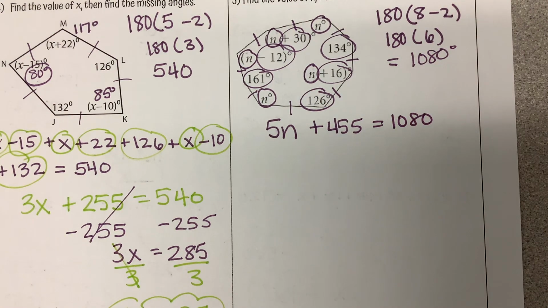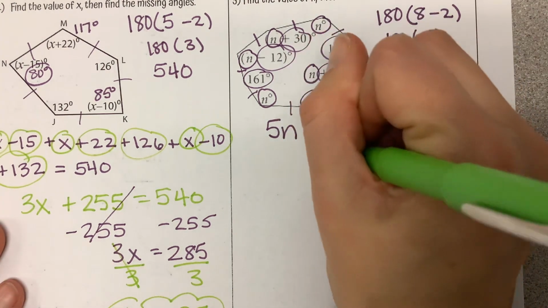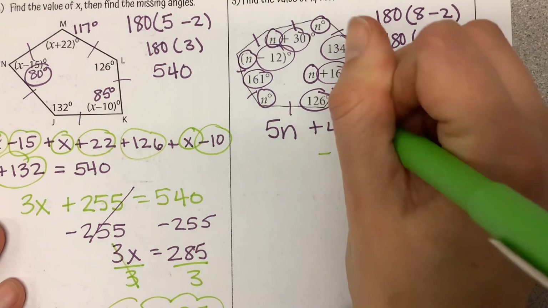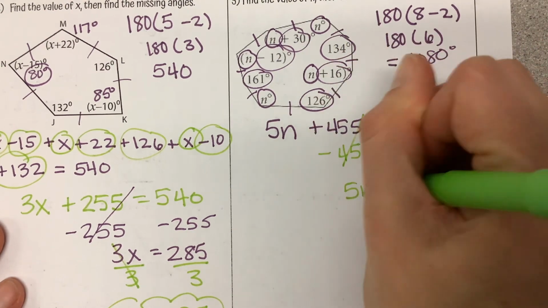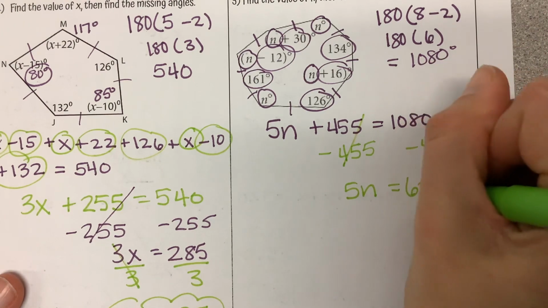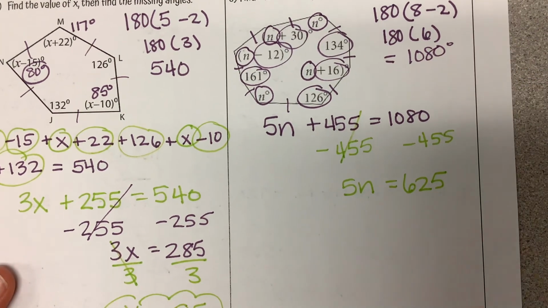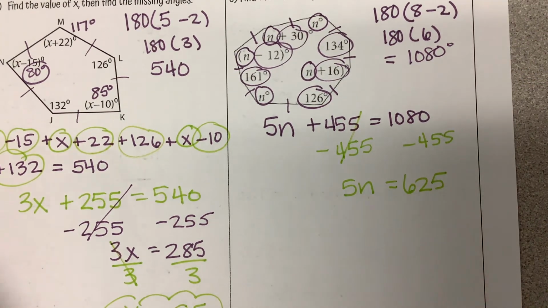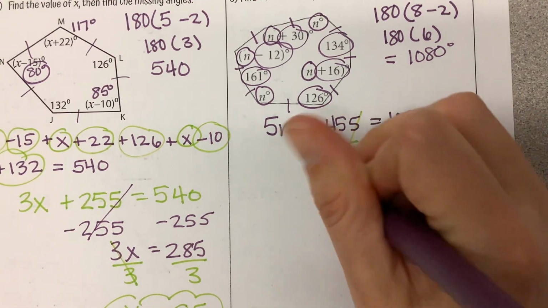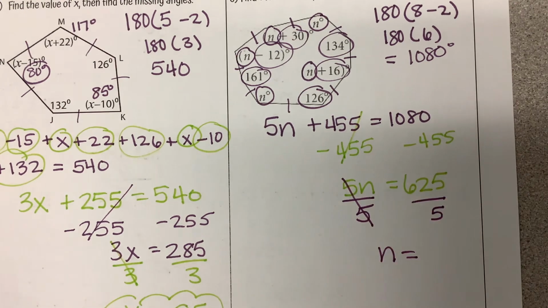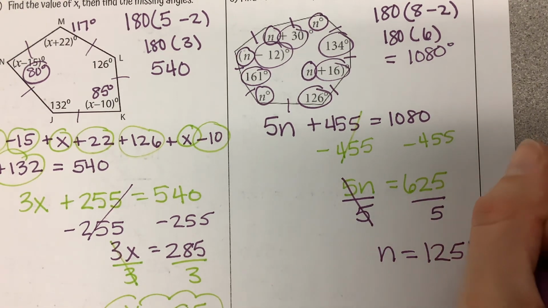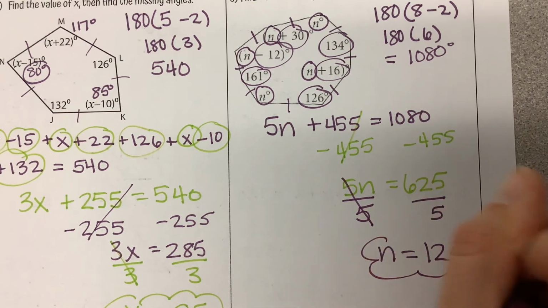So now we're going to solve. Get rid of the 455 from both sides. We get 5n is equal to 625. Last step, n is being multiplied by 5, so the opposite is to divide each side by 5. And we get n is equal to 125. So that's part 1.